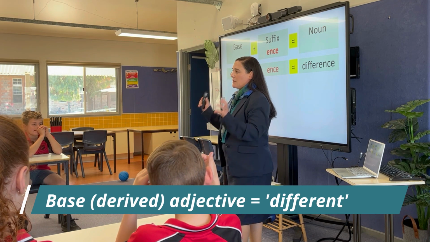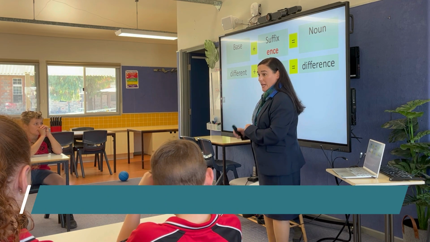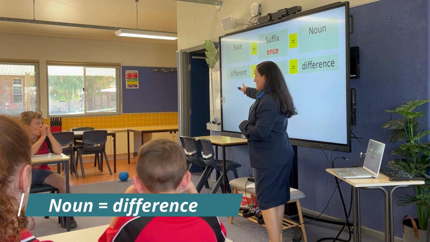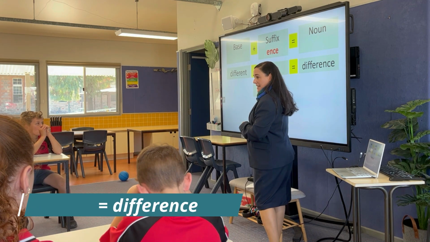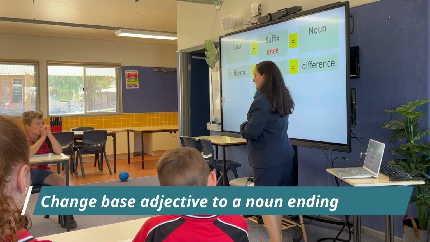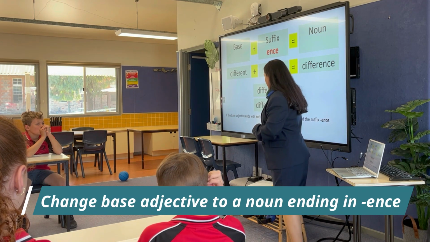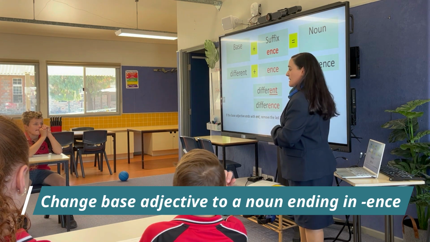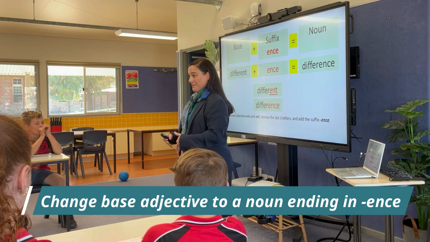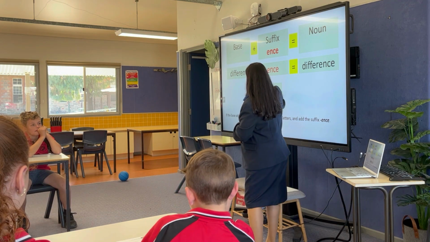So we need to do something special to the base when we turn it into a noun. And this is what the generalization is. You ready? Listen carefully. Notice that the word different ends in ENT. Can you see that? ENT. To change it to difference, I need to do something special. I need to actually remove the last three letters of the base and add the suffix, which is ENCE. So different becomes difference.